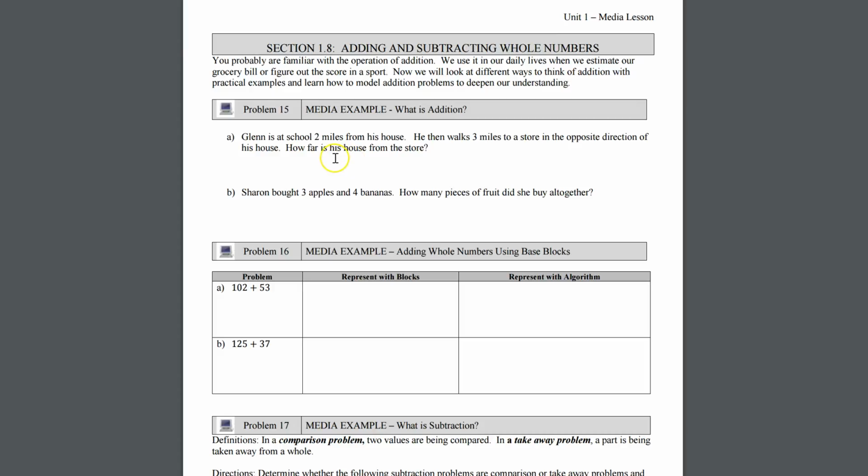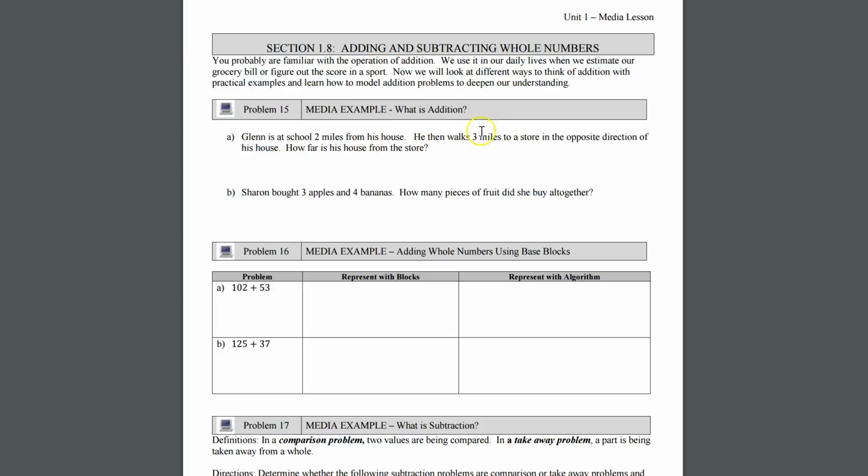So looking at these two examples, Glenn is at school 2 miles from his house. He then walks 3 miles to a store in the opposite direction of his house. How far is his house from the store? Okay, not a hard one. They'll all look at this. They know what 2 plus 3 is, hopefully. So what I want you to focus on is notice that this is one sort of context for addition where we start with a value 2 and then we're adding on a number 3.